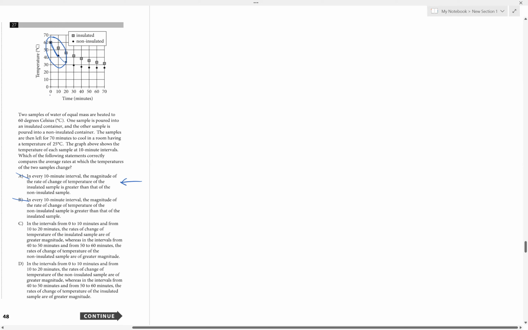So in the first 20 minutes, the bigger change is the non-insulated, which is what answer D has. And then in the later time, from 40 to 50 and 50 to 60, the insulated sample has a bigger change. So that's what we said earlier. So the best answer here should be D, where from 40 to 50 and 50 to 60 the insulated one is greater. So the answer should be D for number 27.